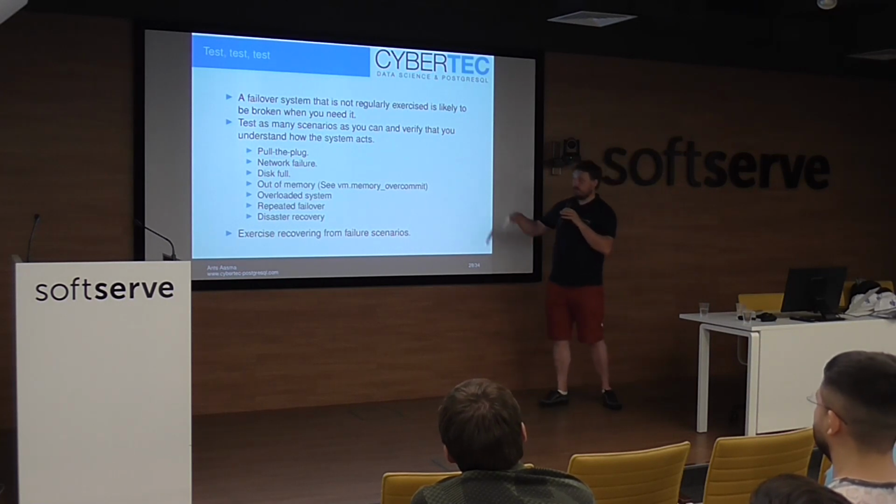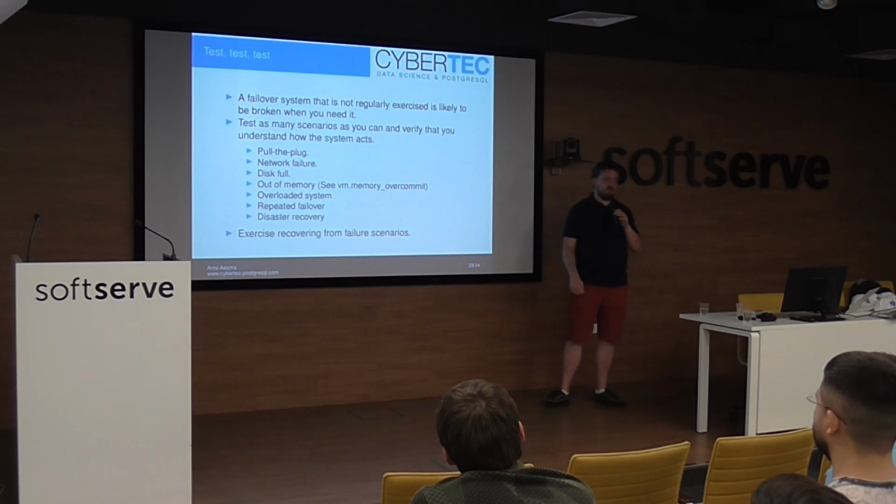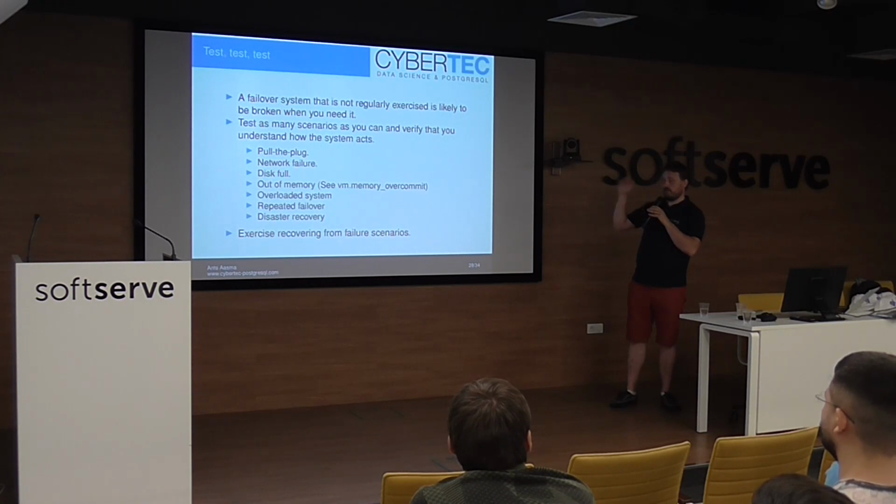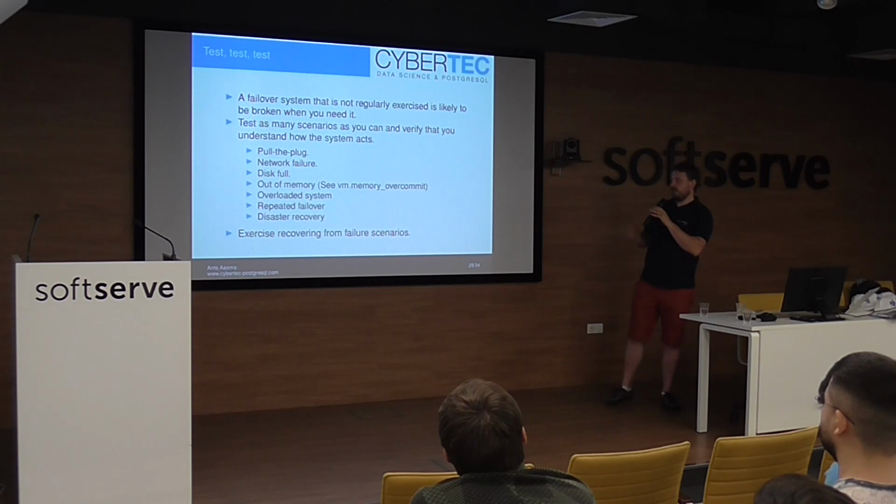So try pulling the plug, which means just shut down the server, kill the VM, whatever. But also try network failures, and not just cutting the network to one server, but try partial network failures, when somebody sets up a firewall wrong. IP tables is a good tool to simulate network failures.